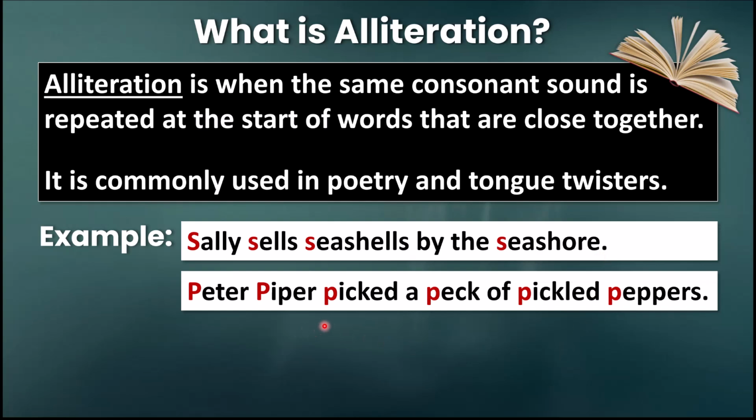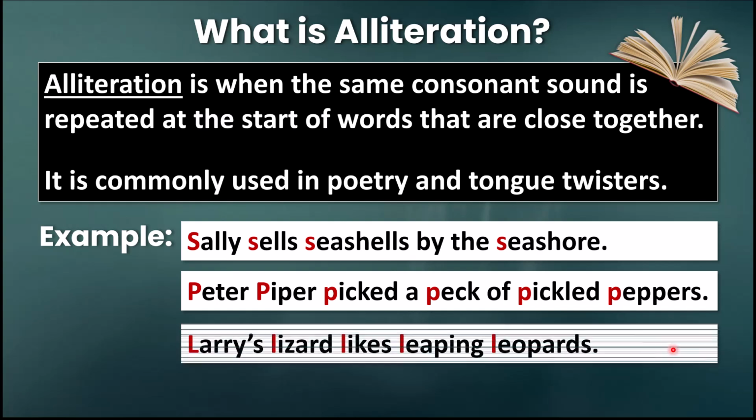Here's another example. Peter Piper picked a peck of pickled peppers. Again, we have the same consonant sound that's repeated at the beginning of words that are close together. Here's another example. Larry's lizard likes leaping leopards. So all three of these sentences contain alliteration.